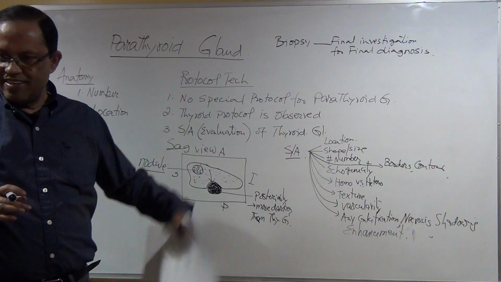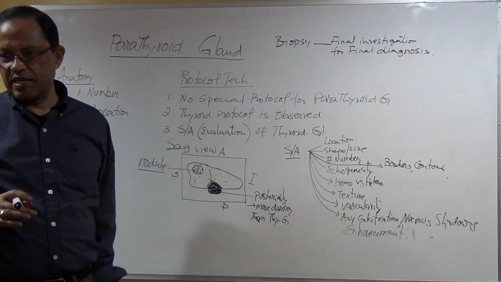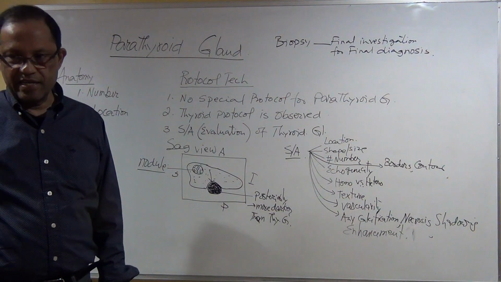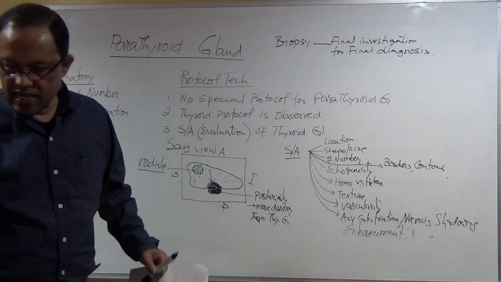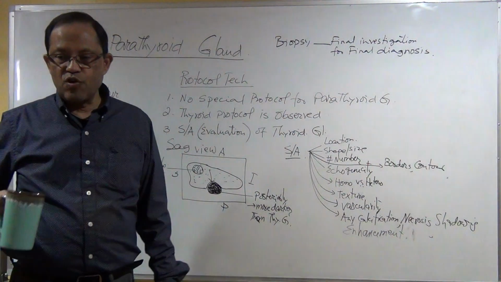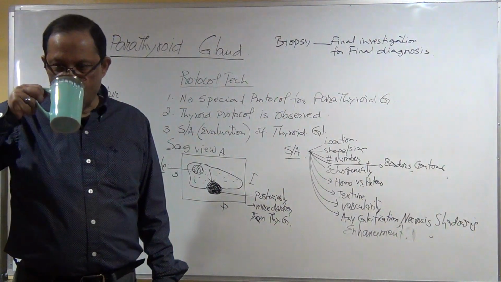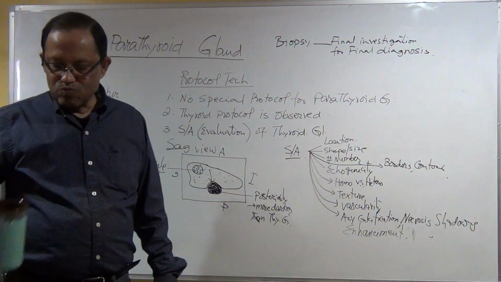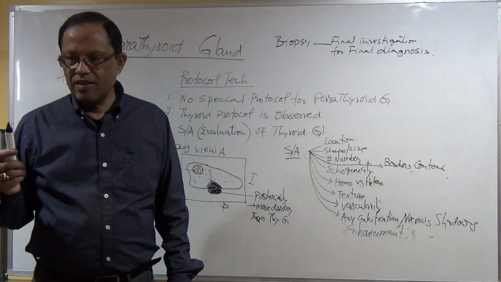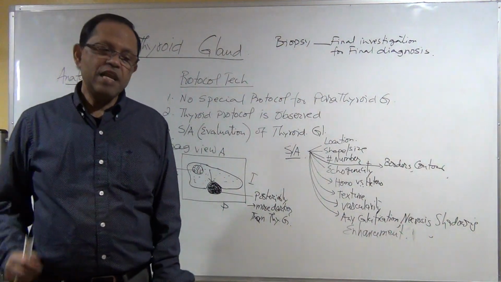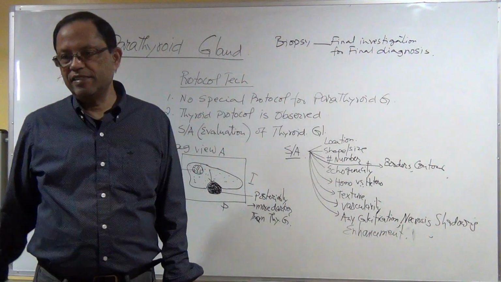If it is benign, it will show the benign characteristics. If it is malignant, you suspect that it might have a metastasis. What are the things you're going to look for metastasis in the neck? The lymph nodes and the other thyroid gland.